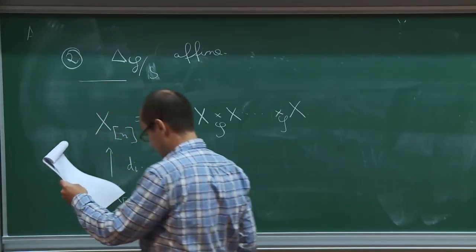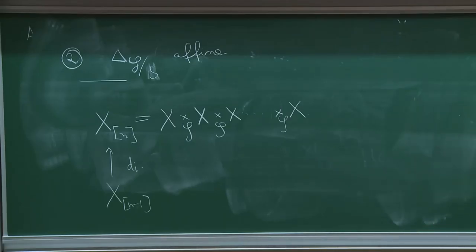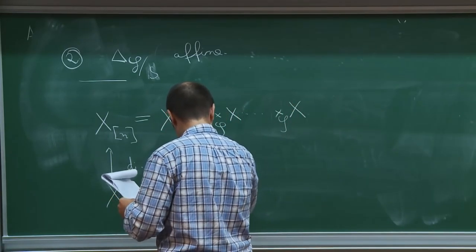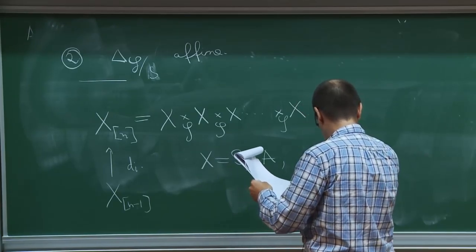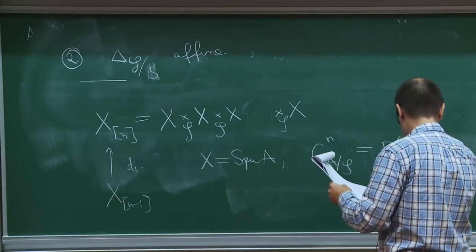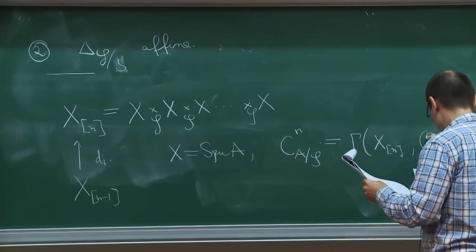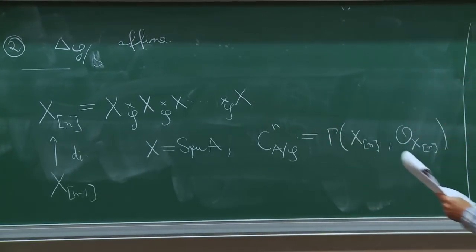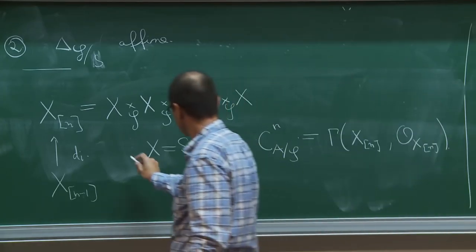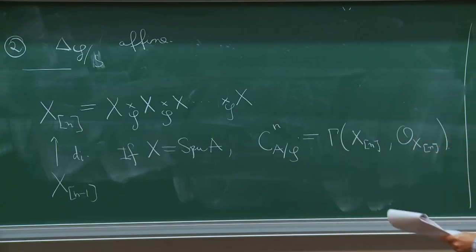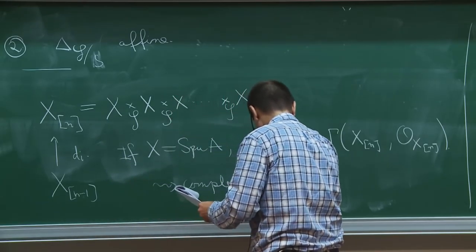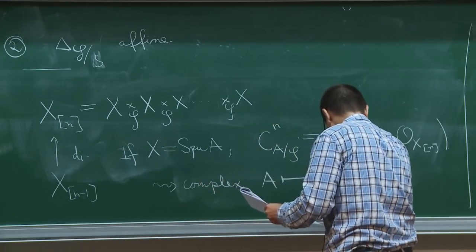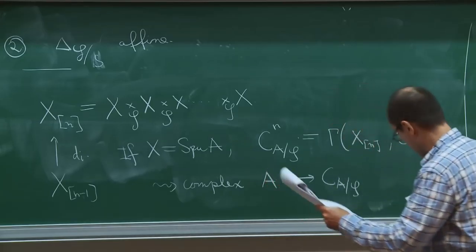So these are the DIs. You can write formulas if you copy down the formulas for what you do with rings. And then if X is, if you look at an affine X, then you have C A over S. You just define this to be the sections of X N, O X N. So if X is affine, you get a complex using these maps, like this, and then you sheafify.